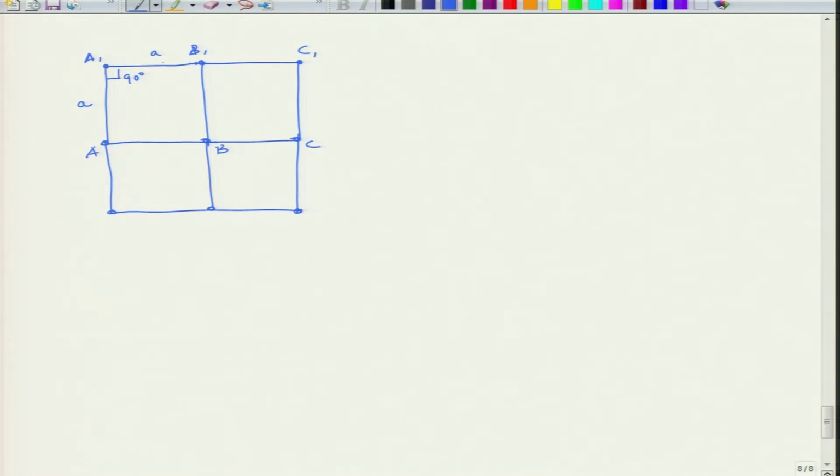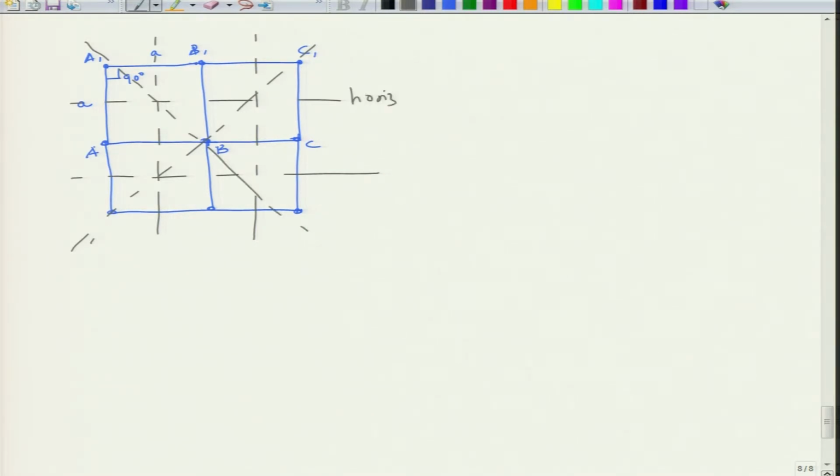You have mirrors which are there. If you draw a mirror at this position, then we have mirrors in this fashion, in this fashion also, and in this fashion also. So we have horizontal mirror, vertical mirror, and diagonal mirror. So we have translation as well as reflection symmetry.